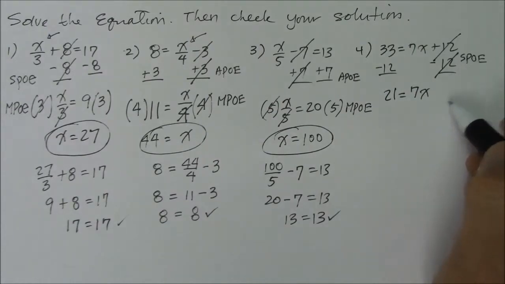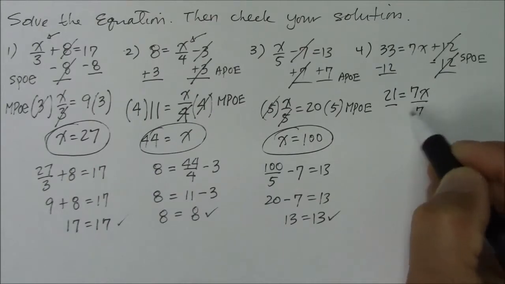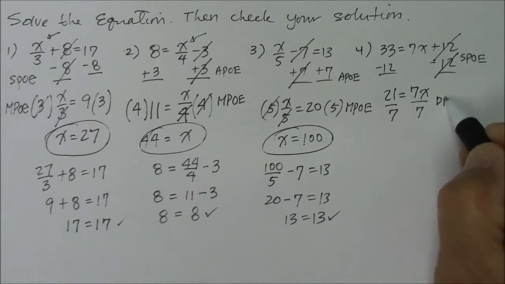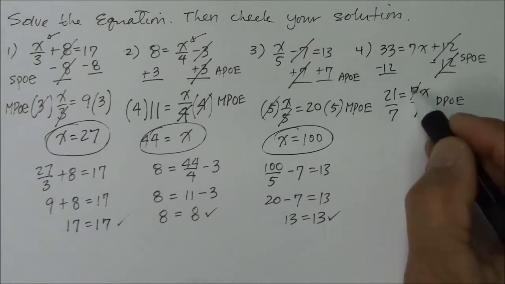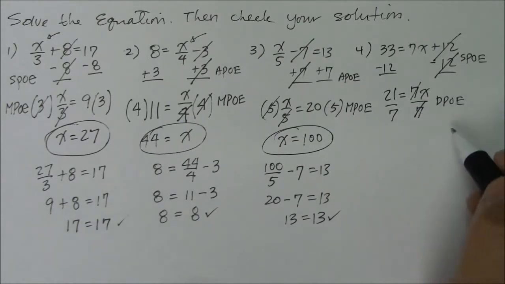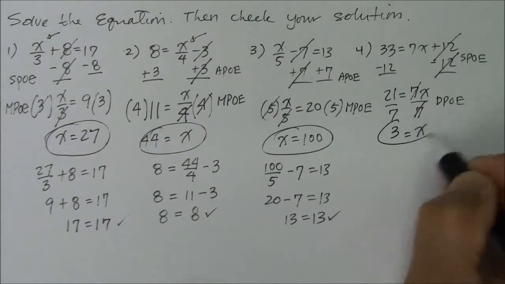I hope this turns out okay. And how do you solve this one? Divide by 7 on both sides. So division property of equality. The 7 denominator is crossed off, simplified by the coefficient 7. So x is equal to 21 divided by 7, which is in fact 3.